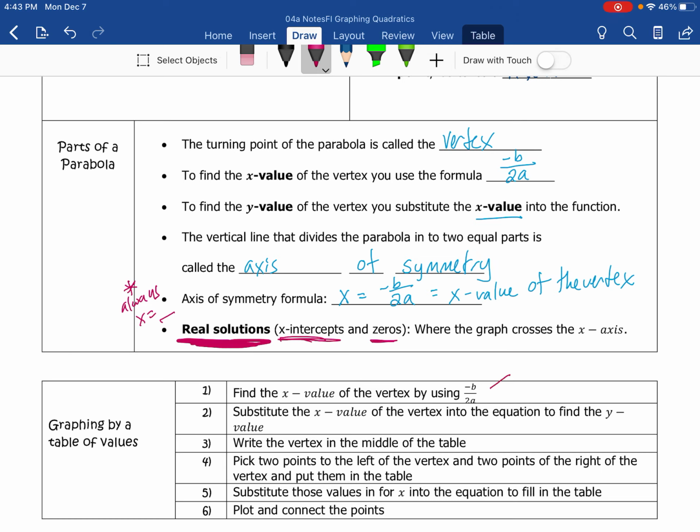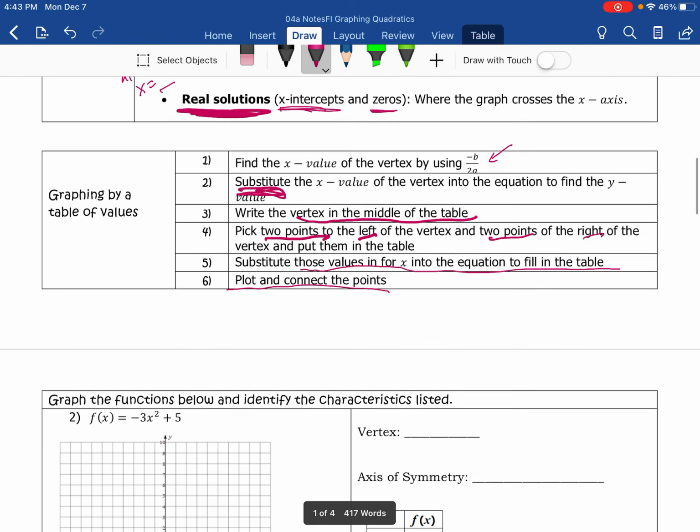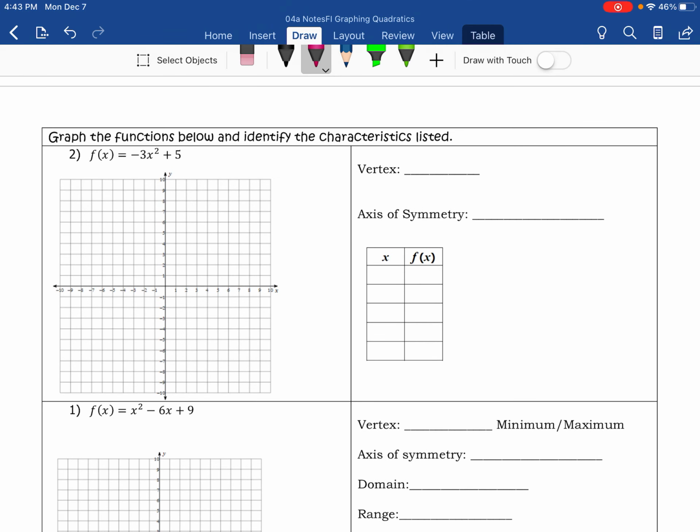So I gave you kind of a play-by-play as to what you do. So first thing you do is you find your x value of the vertex, then you substitute the x value in to find the y value, write the vertex in the middle of the table, pick 2 points to the left, 2 points to the right of the vertex and put them in the table. Substitute those values in for x into the equation to fill the table and plot the connected points, okay? You always need, at least for this class, I always want to see 5 values.